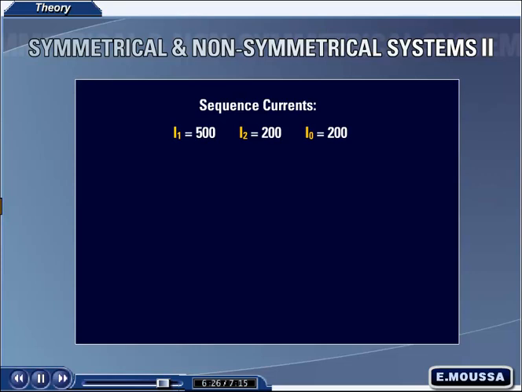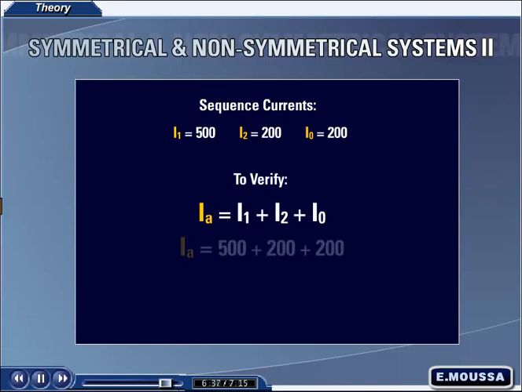To verify our calculations, we can use the predetermined positive, negative, and zero sequence current values to recalculate the actual current that should have been measured on phase A at the time of the fault. IA is equal to the positive sequence current plus the negative sequence current plus the zero sequence current. Our calculations determined that the positive sequence is equal to 500 amps, negative sequence is equal to 200 amps, and zero sequence is equal to 200 amps.